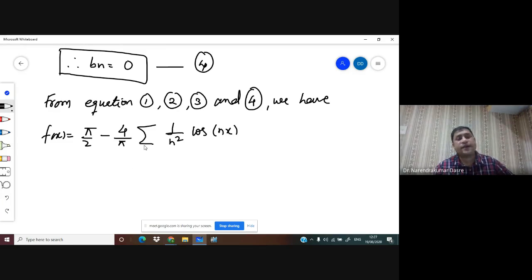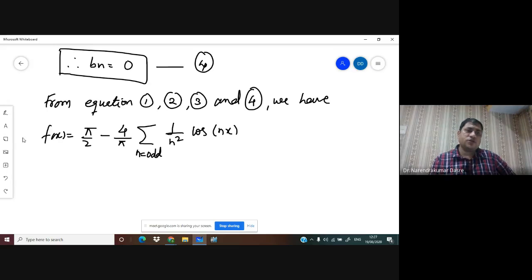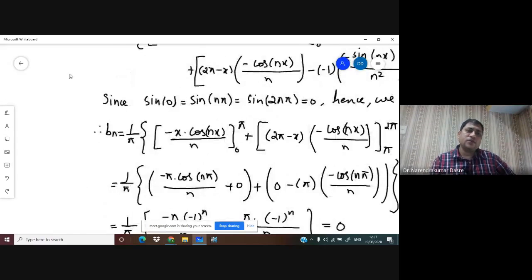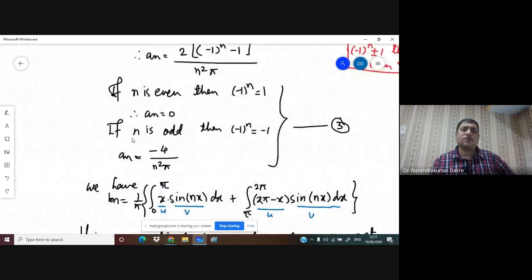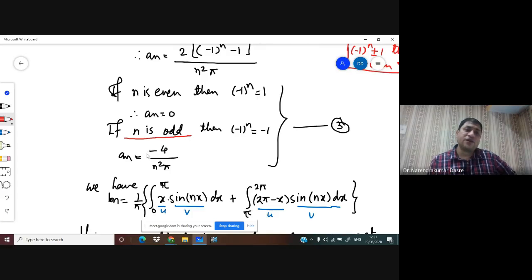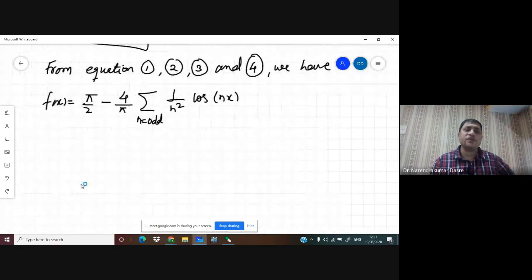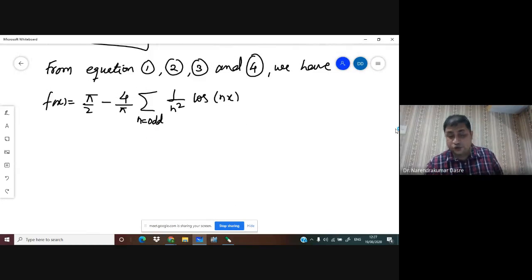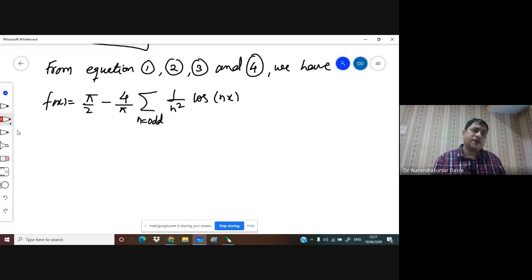Now here you cannot write directly n running from 1 to infinity. So here this exists only for n odd. You can see that this An exists only for n odd. So we have to be careful here. This exists only for n odd, and hence while writing the final answer, we have to mention that n is odd. If you do not mention n is odd, that means you are writing the unnecessary term which does not exist.